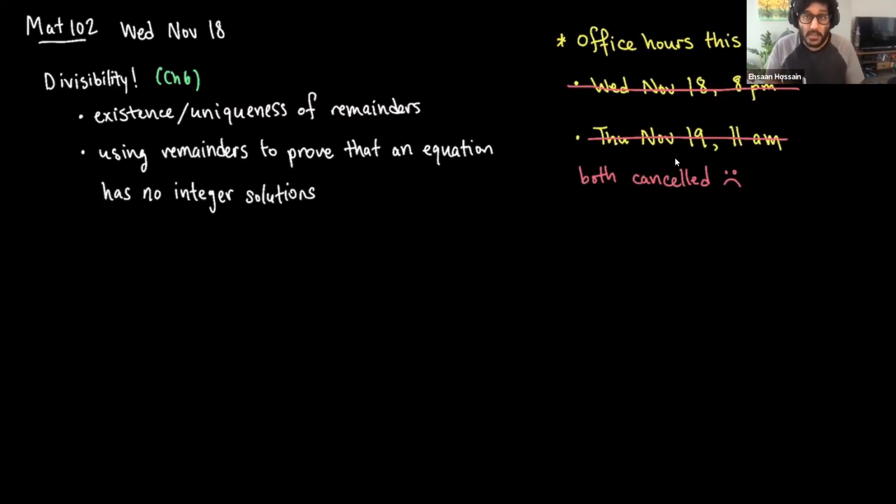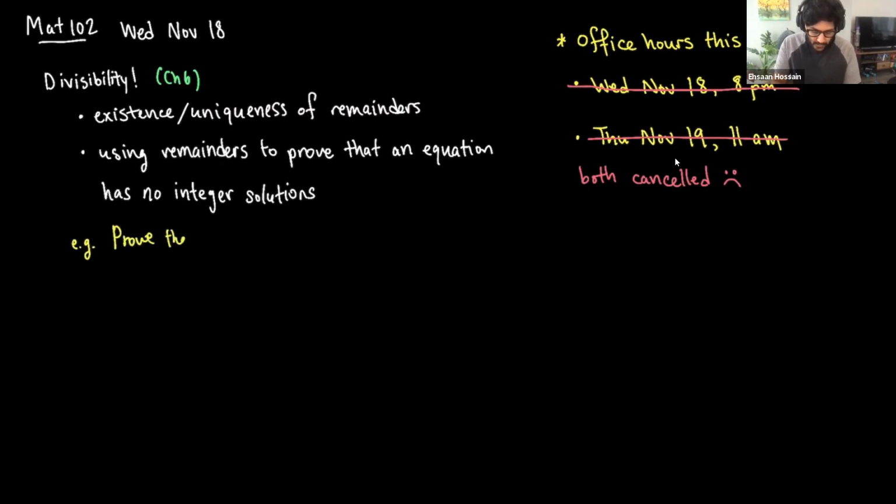So what is divisibility good for? We'll see today a couple things. There's some theorem about remainders, that was from the textbook, but then we're going to use remainders to prove some things that we were working with in the past. Remember we had problems like prove that this equation has no solutions. So here's an example.